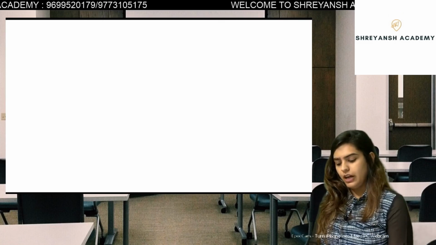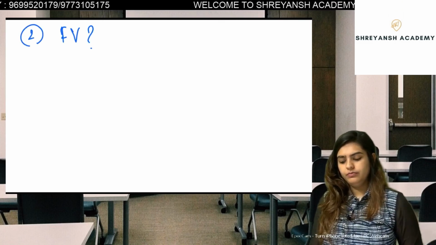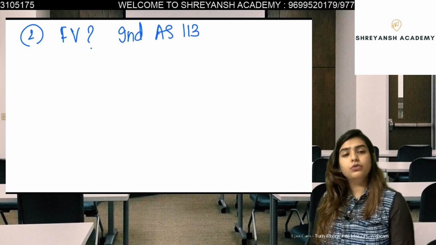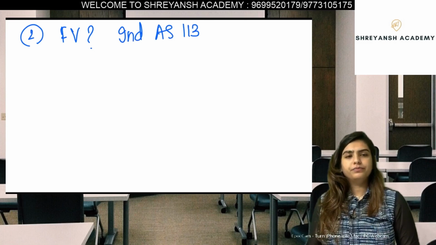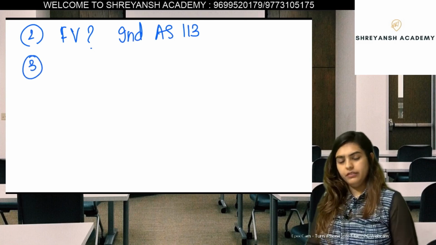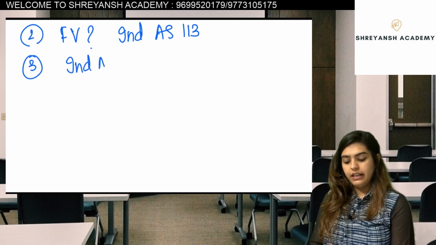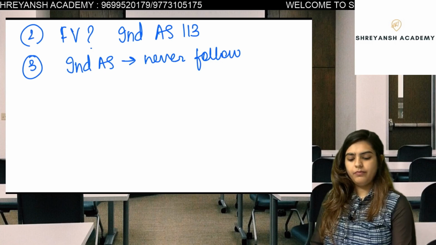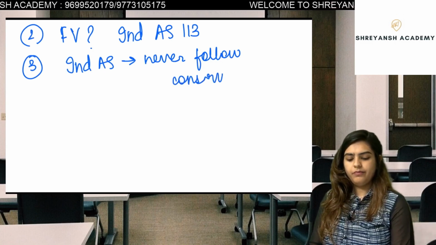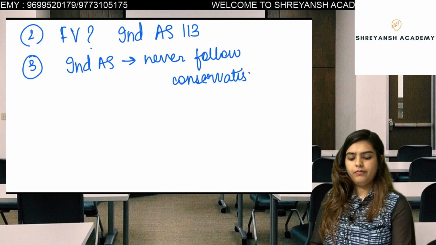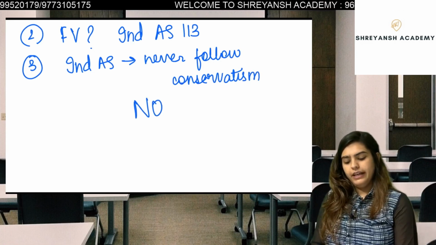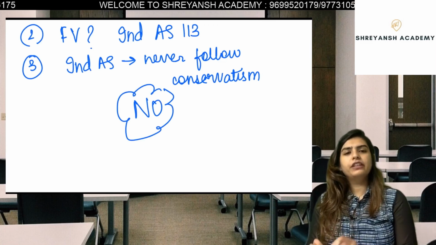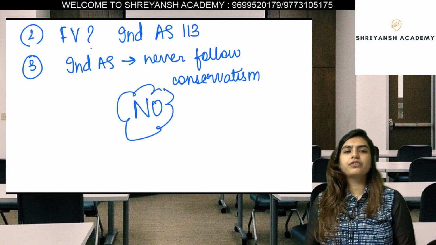Query number 2. How will you value your fair value? You need not worry about it. We have a whole IND AS on that. IND AS 113, which is only talking about how to calculate the fair value. Query number 3. Will IND AS never follow conservatism? No. IND AS will sometimes follow conservatism, like in IND AS 2. We will still value our finished goods inventory at cost or NRV, whichever is lower.